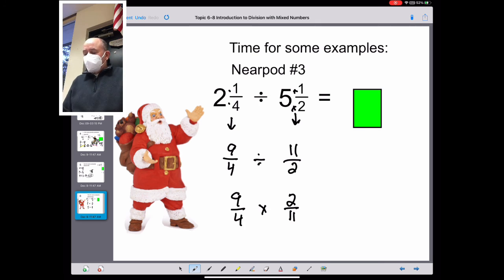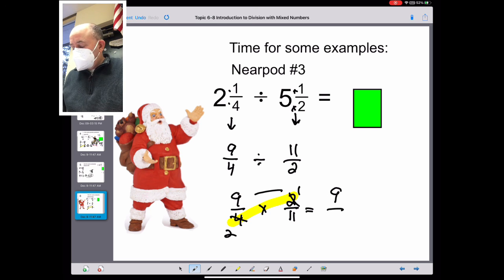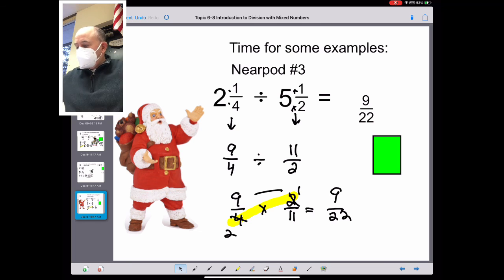Oh, look at that. We can finally cross simplify, can't we? 4 and 2 are compatible. So we're going to do 4 divided by 2 is 2. 2 divided by 2 is 1. 9 times 1 is 9. 2 times 11 is 22. And our answer should be 9/22. There we go.